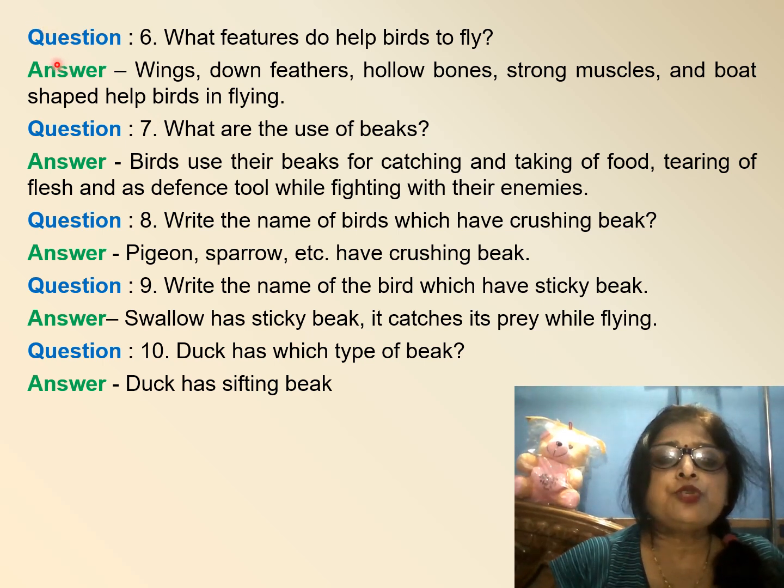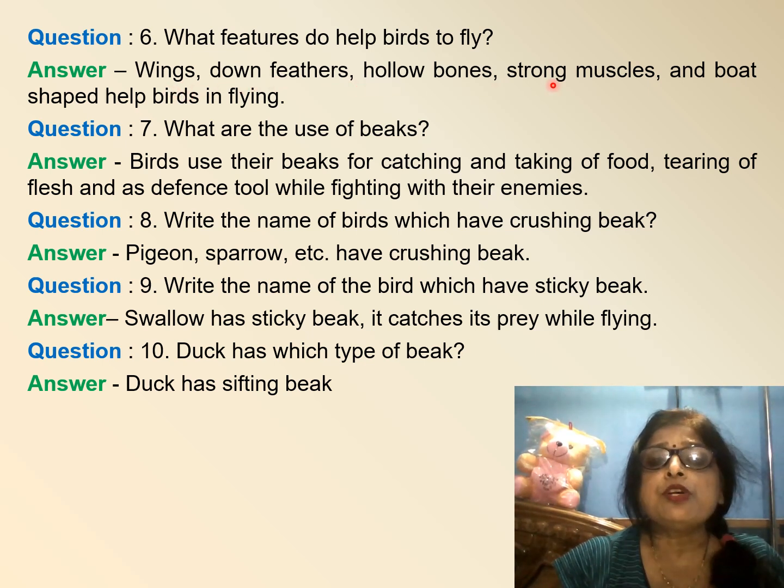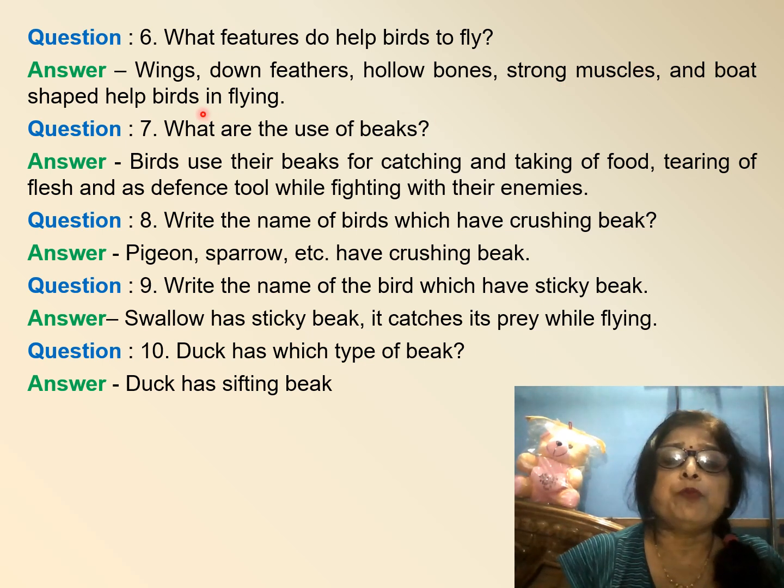Dear students, next question 6. What features help birds to fly? Means what are the special features found in bird which help them to fly? And these special features are wings, down feather, hollow bones, strong muscles and boat shaped body which help birds in flying.